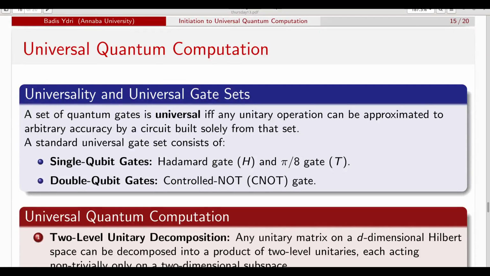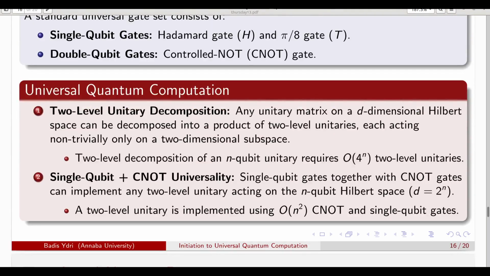A gate set is universal if it can approximate any unitary operation. A standard universal gate set consists of single-qubit gates, such as Hadamard and T, together with the two-qubit CNOT gate. Universality follows from two results. First, any unitary can be decomposed into two-level operations, introducing only a controlled decomposition error. Second, each two-level operation can be approximated using single-qubit gates and CNOTs with a bounded implementation error. The total error is the sum of these contributions and can be made arbitrarily small.